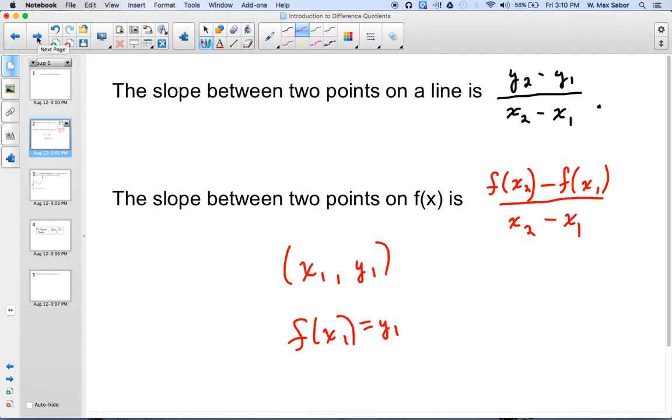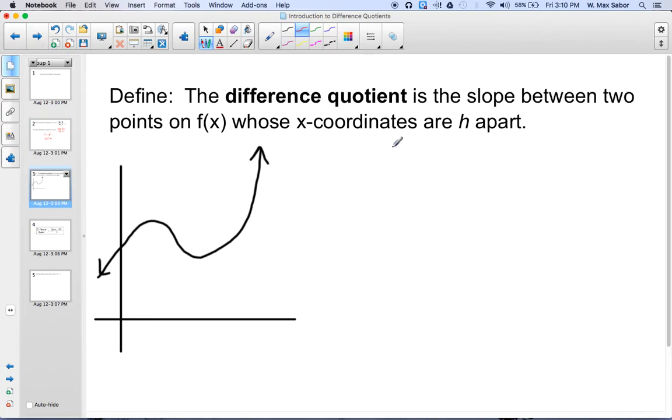We're going to apply this to the definition of a difference quotient. Define. The difference quotient is the slope between 2 points on f of x whose x-coordinates are h apart. So let's pick an x-coordinate. So let's call that x. And that would be that this is x. So if we say that the x-coordinates are h apart, then we're going to have to go up by h to x plus h.